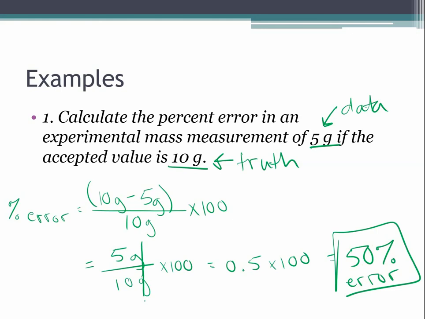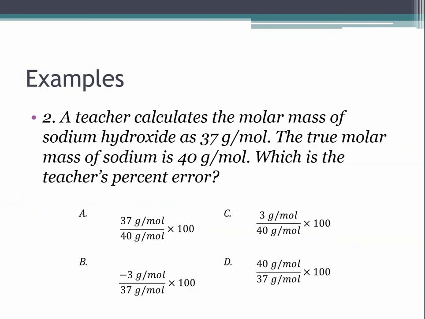So at this point, ask yourself, was this an accurate measurement? Was our percent error less than 5? Not even close. A resounding no. This was not an accurate experiment. We need to revisit what we did, try something different. Let's look at example number 2.